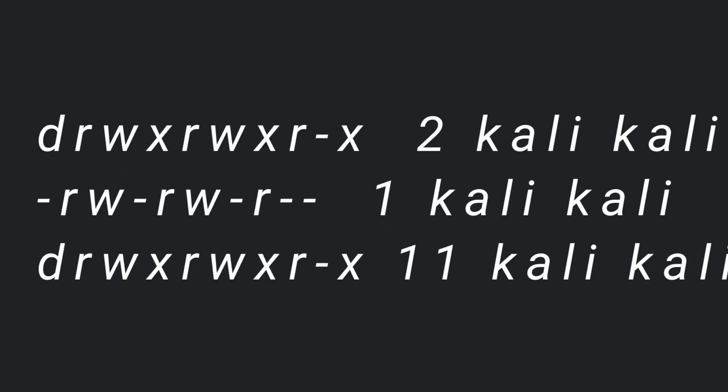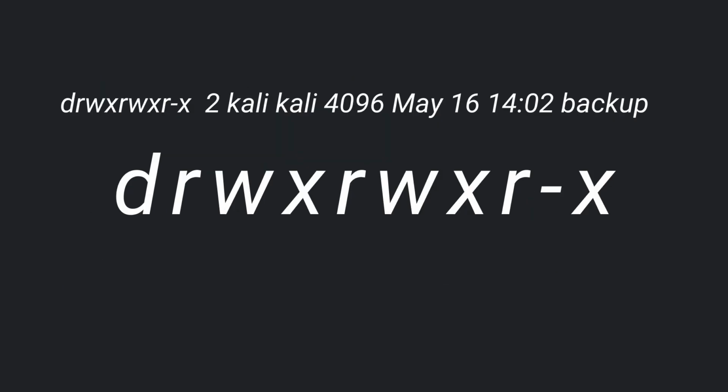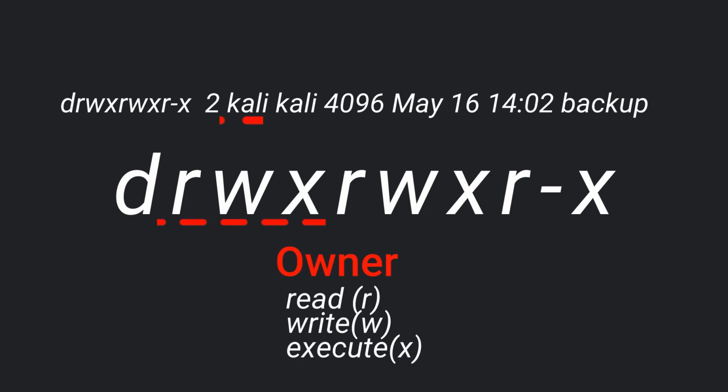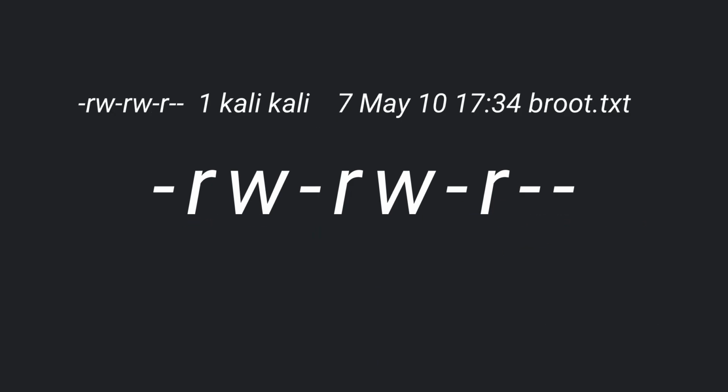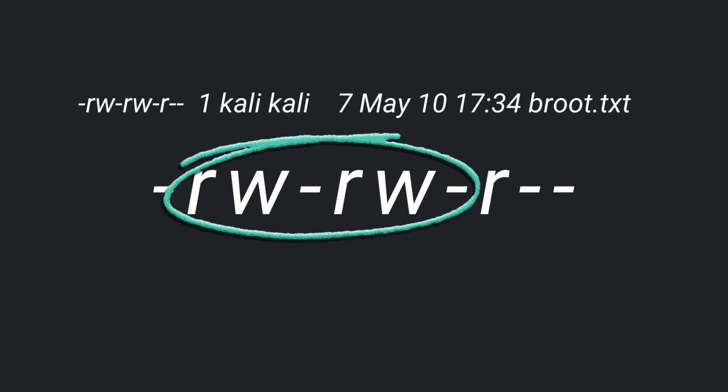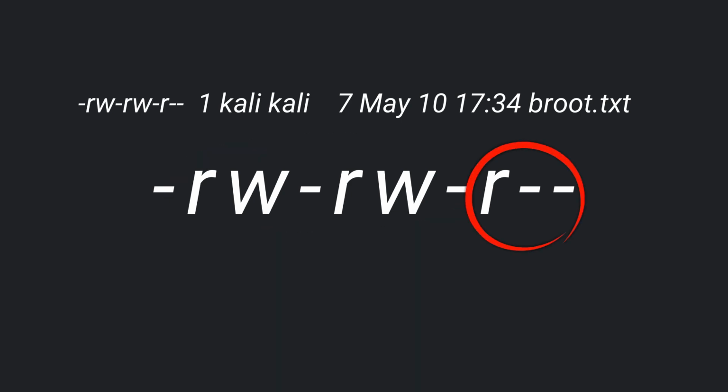The next 9 characters are grouped into 3 sets of 3. Owner permissions, group permissions, and others permissions. So, for this drwxrwxr-x, it means the owner, which is Kali, can read, write, execute. The group, which is again Kali, can read, write, execute. Others can read and execute only. And in -rw-rw-r--, owner and group can read, write. Other users can only read.